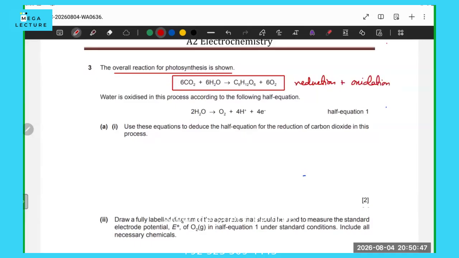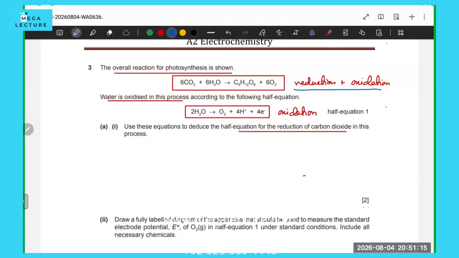अच्छा, यहाँ पे वो कह रहे हैं कि water is oxidized in the process, right? So, and the half equation. So he has just given us the oxidation equation, और वो कह रहे हैं कि use these equations to deduce the half equation for the reduction of carbon dioxide. ठीक है? तो the issue is क्या कि वो क्या करेंगे कि this is your overall equation.